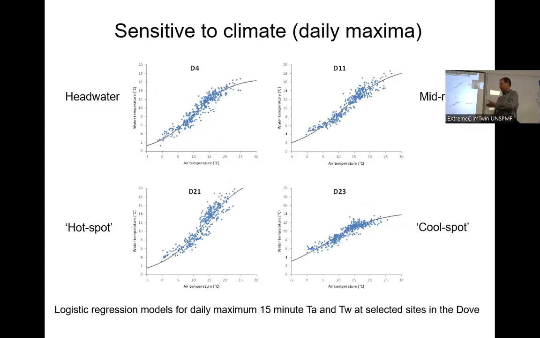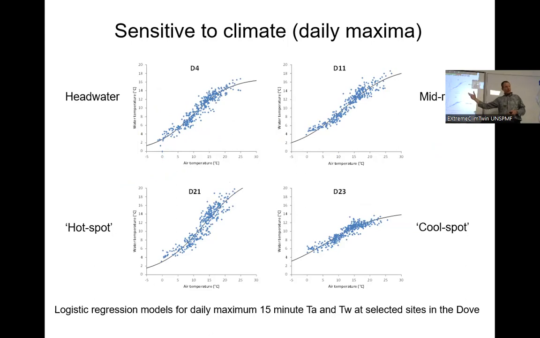And this is more conventional stuff where we can simply relate the water temperature to air temperature in different locations. This is for 4 different sites: a headwater site, a hot spot, a cool spot, and somewhere in the middle of the river.